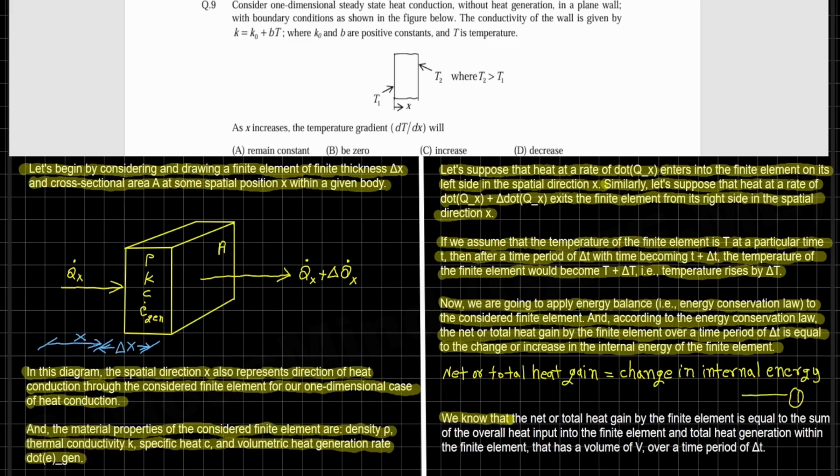We know that the net or total heat gain by the finite element is equal to the sum of the overall heat input into the finite element and total heat generation within the finite element, that has a volume of V over a time period of Δt. Now let's move to the next page.